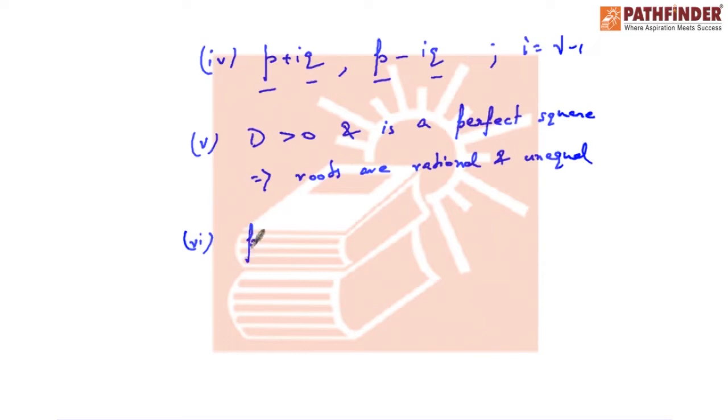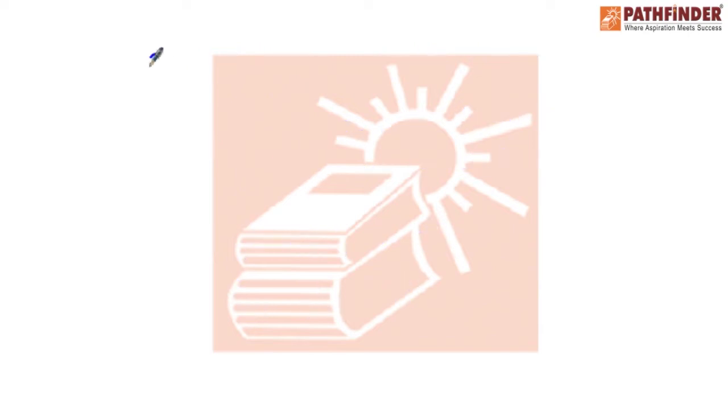And if one of the roots is given by p plus root over q, given that root q is a surd, then the other root must be given by p minus root q. Now mind you, this is applicable when a, b and c are rational numbers. So this gives you a very basic idea of nature of roots. Next we talk about the graph of a quadratic expression.